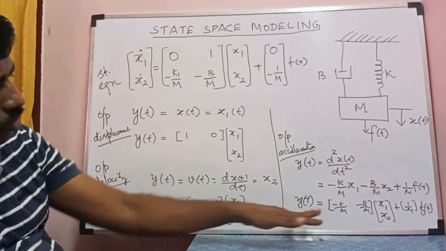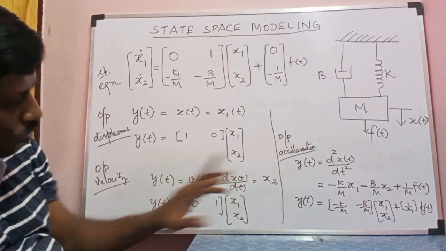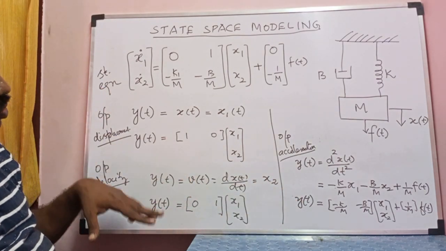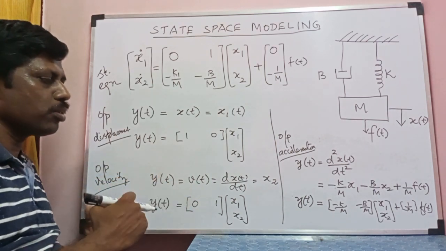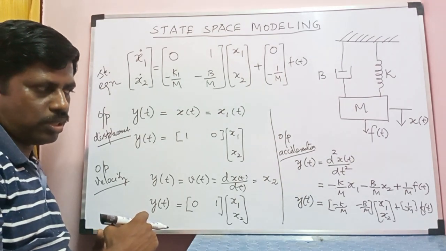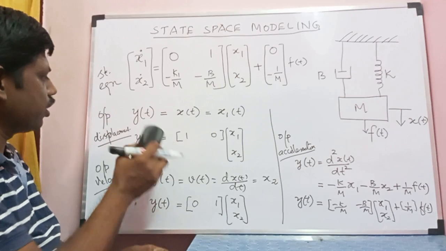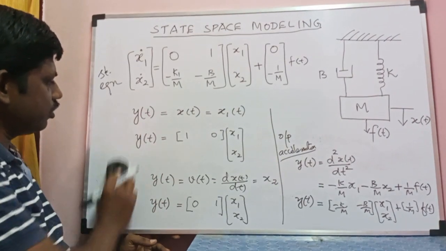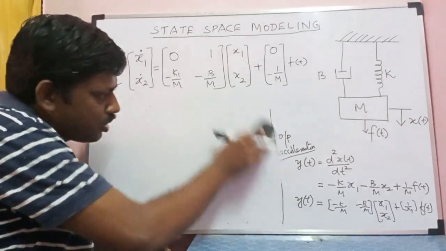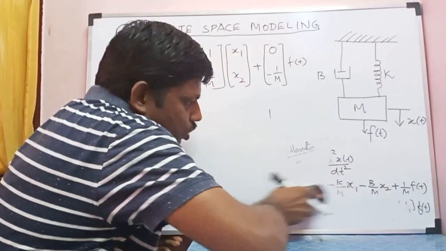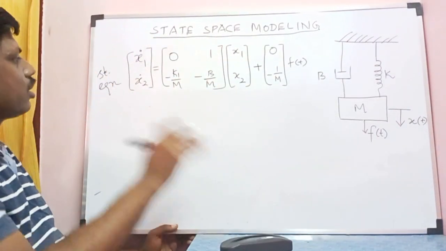Now this is the state equation, and this is the output equation, and this output equation varies depending upon which variable you are going to take as an output. Okay, so I'll take acceleration as an output and I'll write it here. For my study, I'm interested in taking this acceleration as the output.